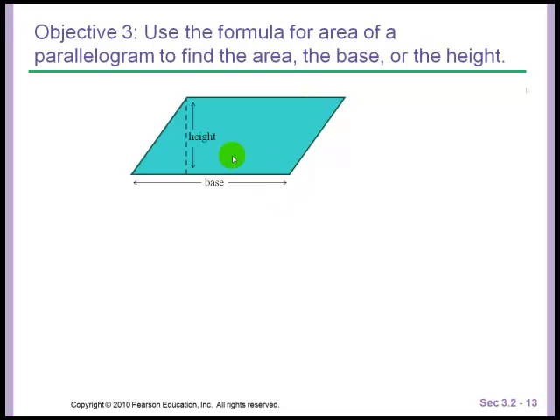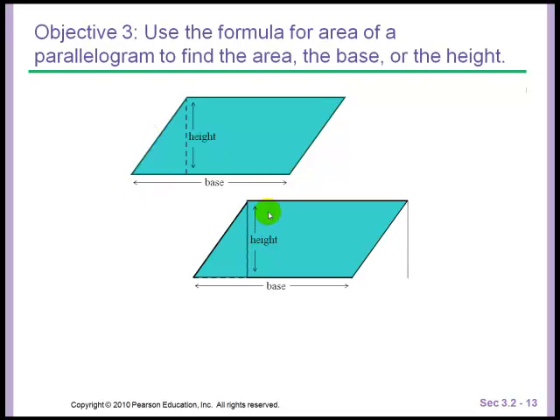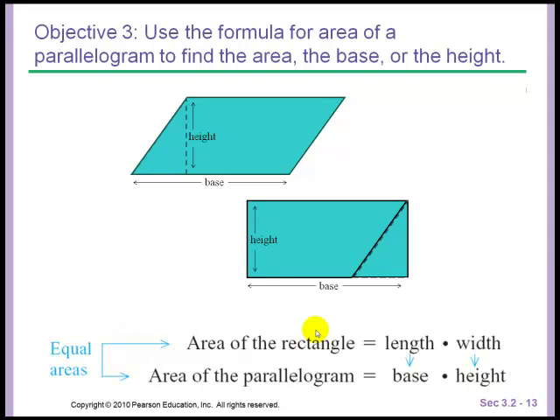That's for another day. So, the formula. Let's look closely at this parallelogram. If we took this kind of triangle here that is on the left and moved it over, we can see it would fit perfectly and create a rectangle that would have a length that's the same as its base and a height or a width that's the same as the height. Therefore, the area of the rectangle is the same as the area of the parallelogram. You take the base times height.